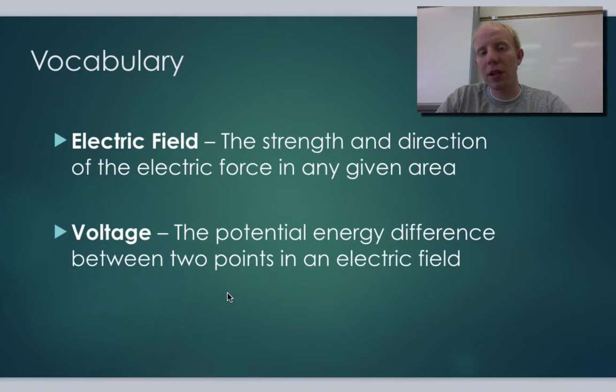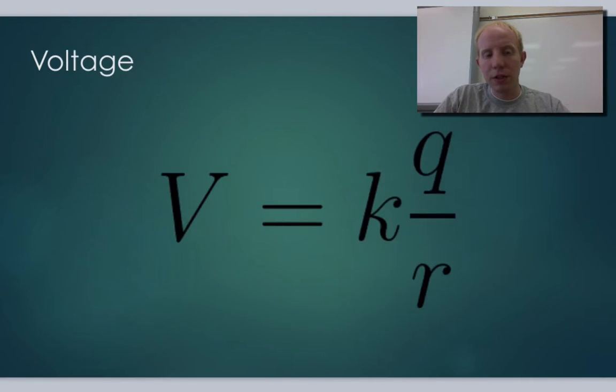We can look at the force strength between 2 points and say this area is much stronger than that area, or the charge would push harder on this area than on that area. But voltage is a way of describing not the force, but the potential energy difference between 2 points. If we want to calculate it, it is not a very difficult calculation. The voltage is simply equal to K times Q over R.